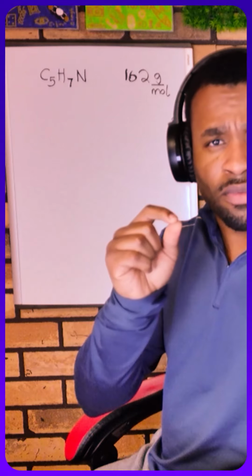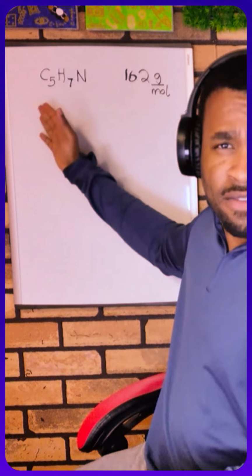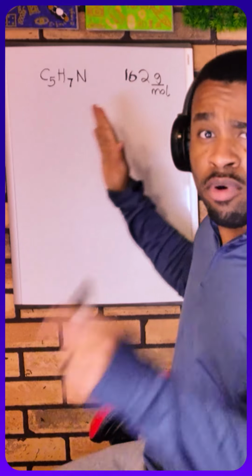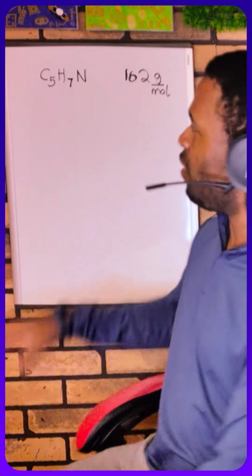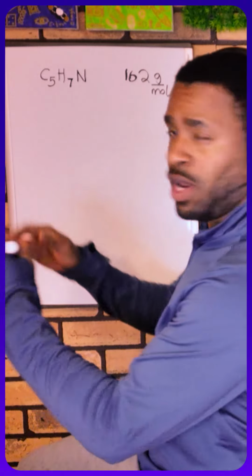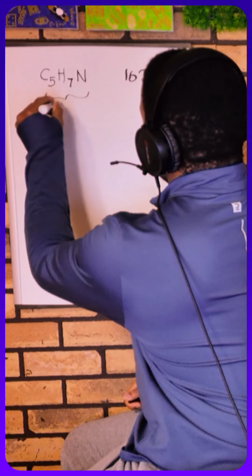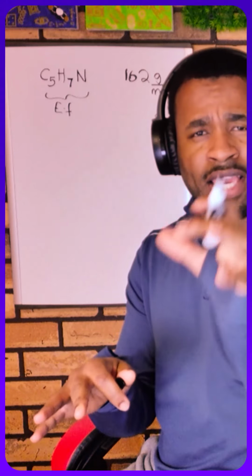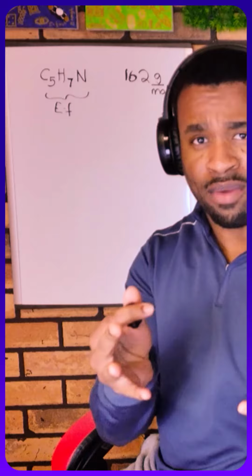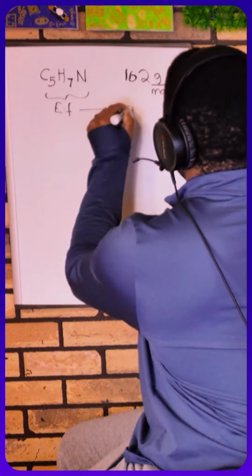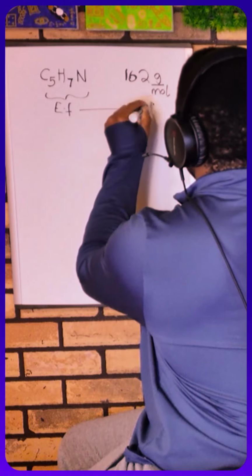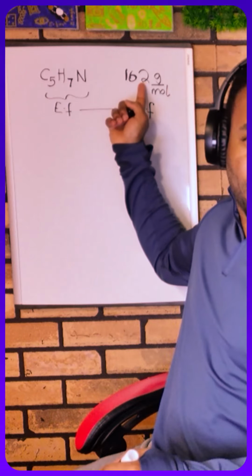Given these variables, C5H7N and the number 162 grams per mole, how are they related to each other in this question? Here, C5H7N is known as the empirical formula, which is the simplest possible ratio of atoms in a compound, and this allows us to get to the molecular formula whose molecular weight is equal to this number.